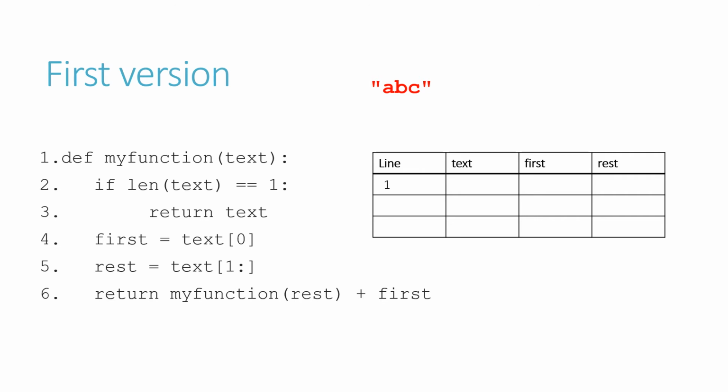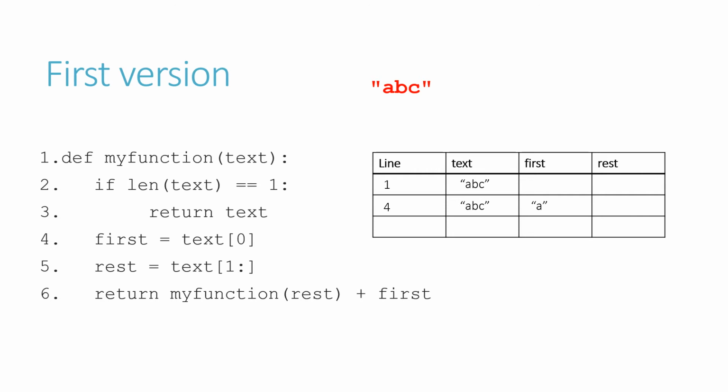In line 1, the parameter ABC is passed and it's captured by the parameter text. So the variable text has the value ABC. Lines 2 and 3 are the base case. If the length of text is 1, that's the base case. Well, the length of text is not 1, is it? It's 3. So we skip 2, we skip 3, and we're at line 4.